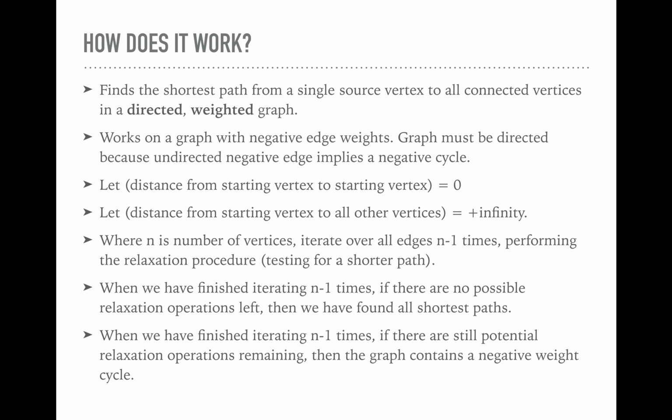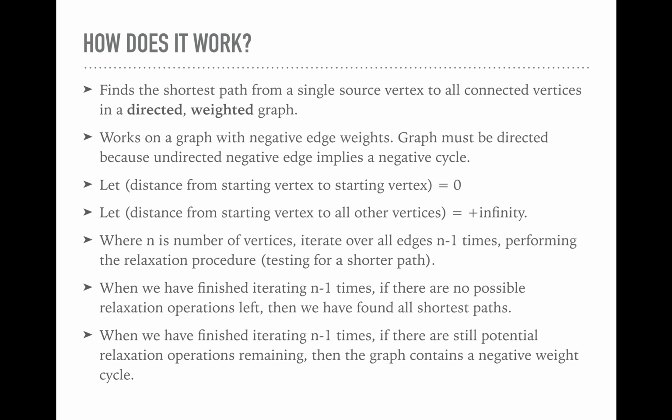We'll find the shortest path from a single source vertex to all vertices connected to the source in a directed weighted graph. Bellman-Ford is going to work on a graph with negative weight edges. Unlike Dijkstra's, which we saw before, Bellman-Ford will work with negative weight edges. We have to insist that the graph will be directed because undirected negative edges imply a negative cycle. You can go either way across the edge, and if it's negative, that implies a negative cycle, and we can't have that.